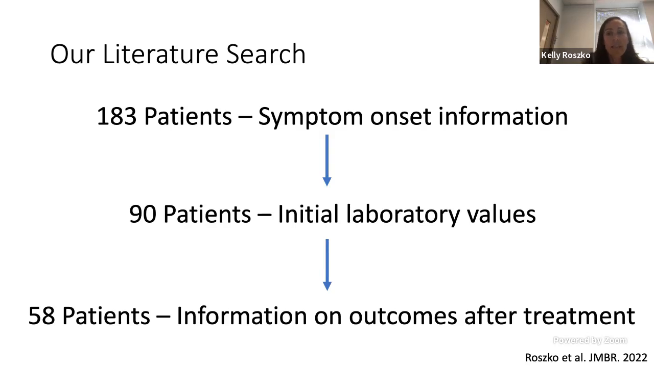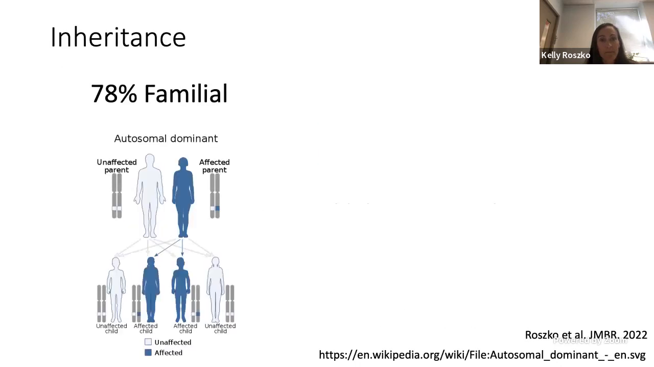So first, let's discuss the findings on symptom onset and diagnosis. The first thing I'll talk about is inheritance. So 78% of these cases were familial. That means that they were inherited from an affected parent here. ADH1 is inherited in an autosomal dominant manner.